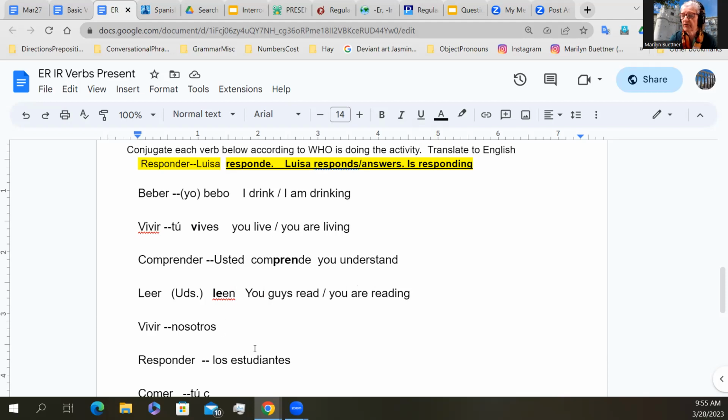Okay, bien. Vale. Nosotros with vivir. We take off the IR from vivir, we get to vivimos. Well, it won't be vivemos. It'll be an imos ending. It will get a mos, but with the letter I in front of the mos. Imos on the end. Vivimos.